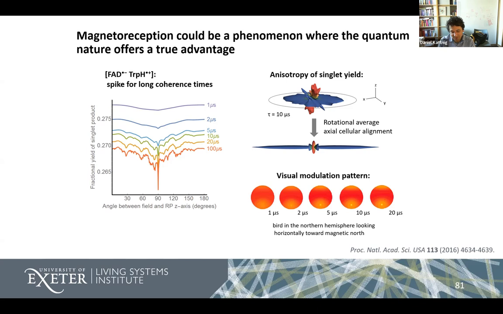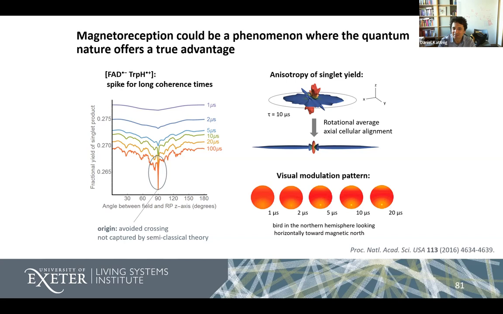And this question has been addressed several times, for example, for the flavin tryptophan radical pair. If you use this flavin tryptophan radical pair and increase its coherent lifetime, then what you observe is that in the directional magnetic field effect, this spike emerges. And this spike is interesting insofar as it cannot be captured by a semi-classical theory. It cannot be understood in terms of spins that rotate around applied magnetic fields and undergo this precession motion that I've shown you before, the semi-classical models.